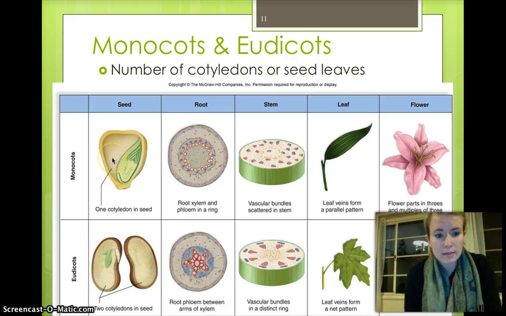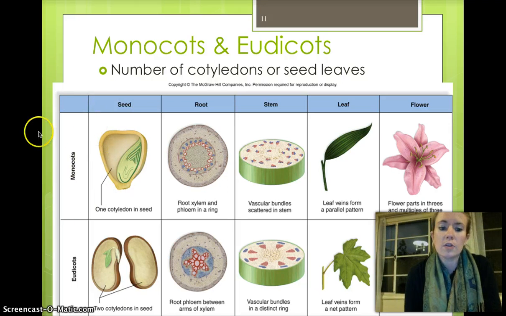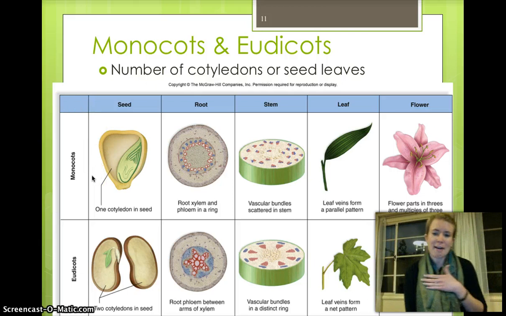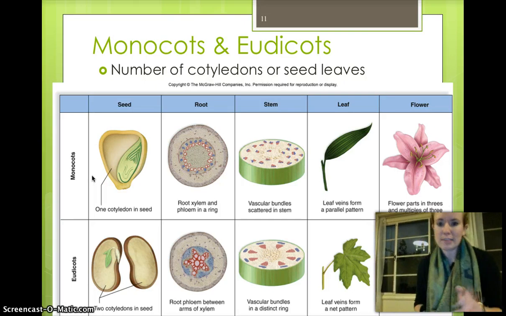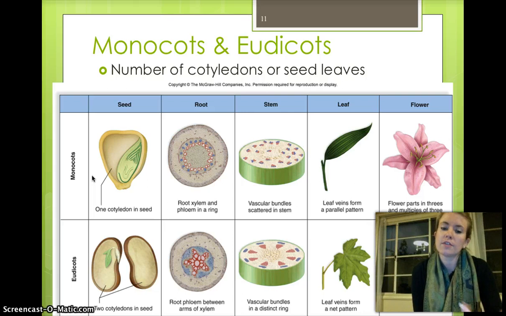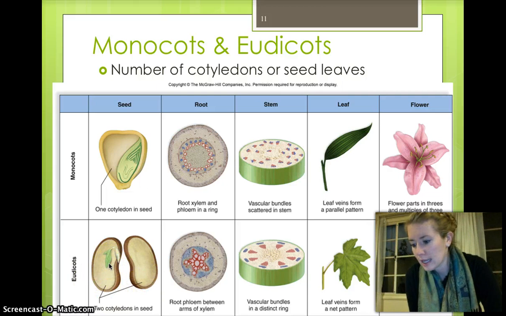So monocots stands for monocotyledon, 1 meaning mono. So monocots have 1 cotyledon. Eudicots, I will always call them dicots, even my textbook calls them eudicots. They are eu meaning true, di meaning 2, cotyledons. So they have 2 true cotyledons. And so they're down here. This would be 1 on either side of this growing embryo right here.